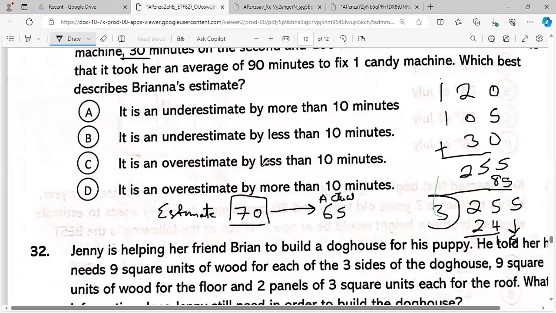5 is not less than 10? Somebody says no. Yes, sir. 5 is less than 10. Yeah, it's less than 10. So that is how the 10 minutes come in. It's an overestimate by less than 10.